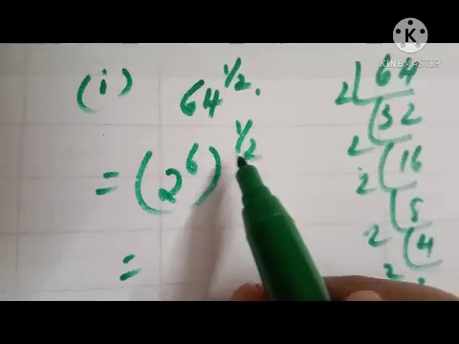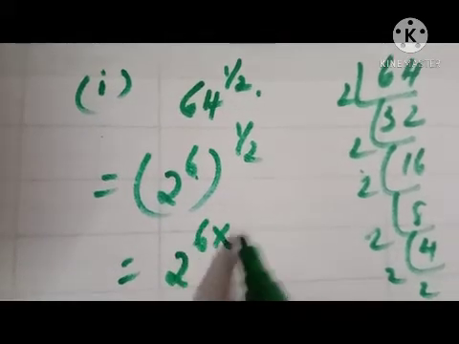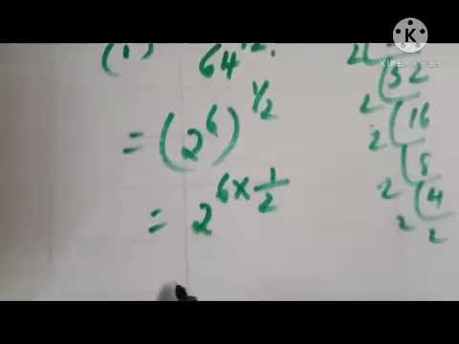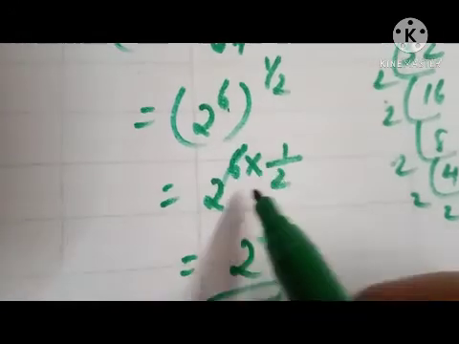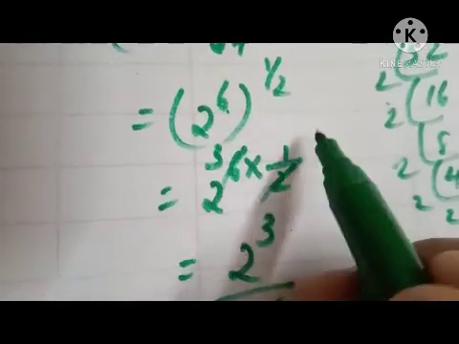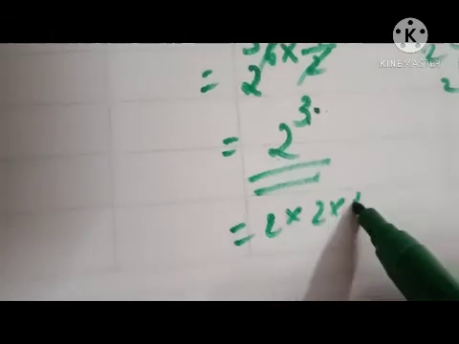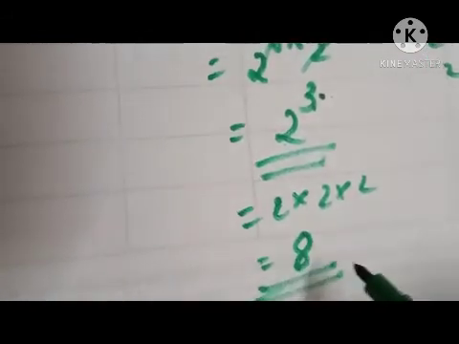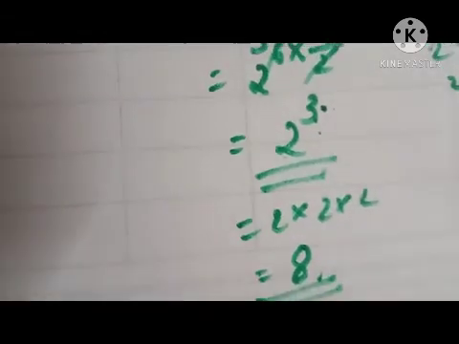Here it has power of a power. So we have to multiply them. Now we can cut this 6 and 2. Then what will we get? 2 raised to 3. The 6 and 2 we can cut. Then 3 into 1 is 3. So 2 raised to 3 equals 2 into 2 into 2 equals 8. Any way you can express. So 8 is the answer, or 2 raised to 3 is the answer.